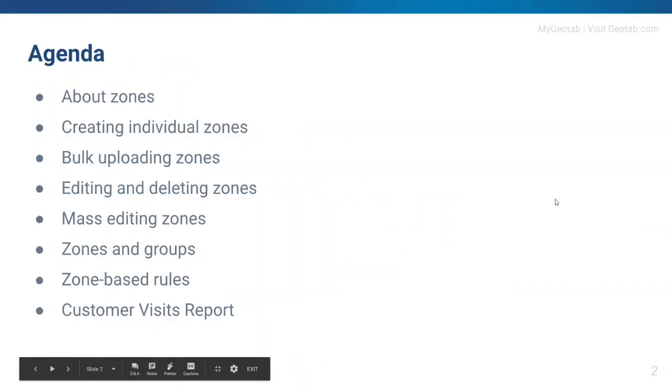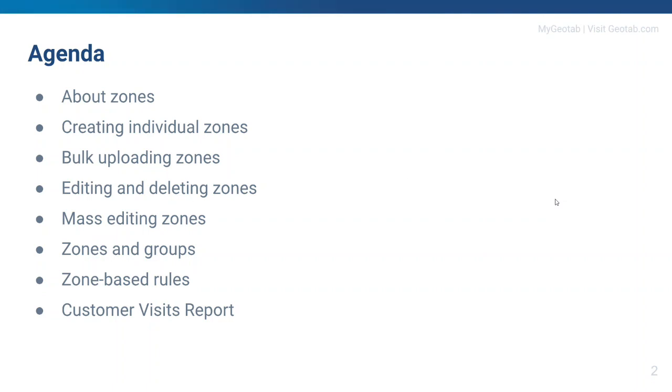So this is what we're going to be looking at. Going to start with just a little bit about zones, sort of understanding exactly what they are and exactly why they are beneficial or how they can be. We're going to look at creating individual zones. We're going to look at bulk uploading zones, editing and deleting, mass editing. We're going to take a look at how zones and groups work together. We are going to look at some zone-based rules. And finally, we are going to take a look at a lesser-known report, which is the customer visits report.